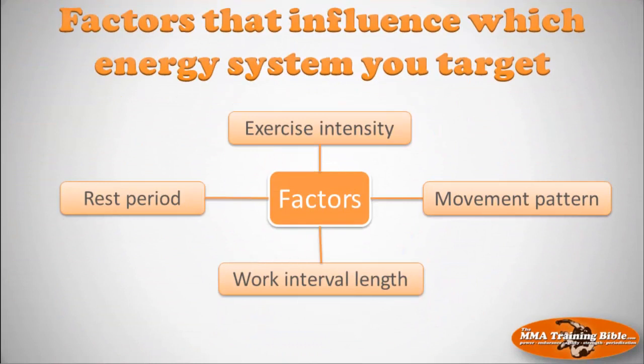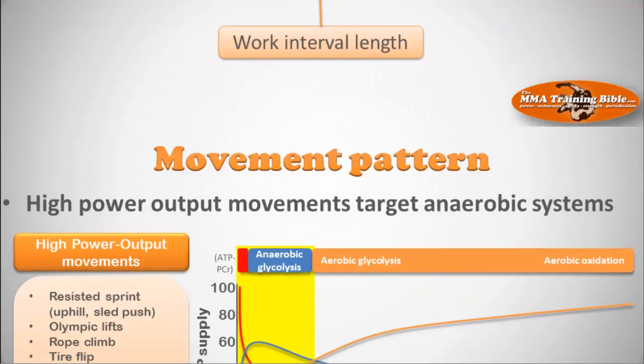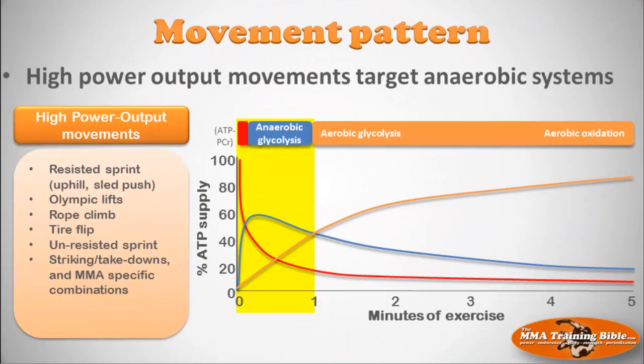So here are the 4 factors that you want to be able to manipulate to target a particular energy system. One is exercise intensity. Another one is movement pattern. Another one is work interval length, and the other one is rest period. So let's have a look at each of those now. So let's talk about movement pattern first.